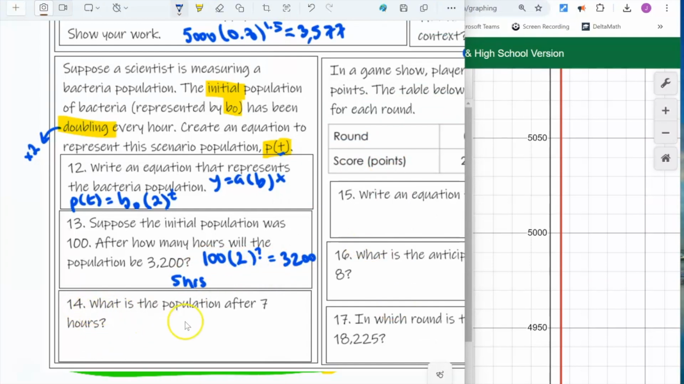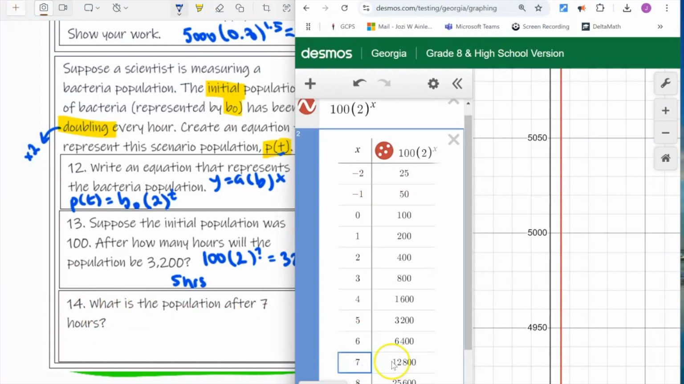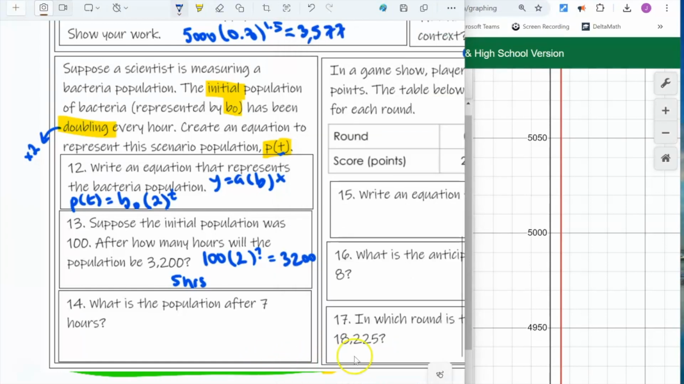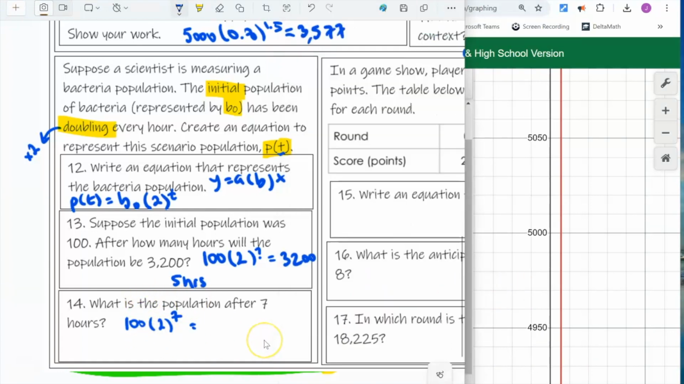All right, number 14, what is the population after 7 hours? Well, that's easy. So here's x. I'm going to hit 7 hours. What's that population at 7 hours? 12,800. Now, again, you don't get credit without the equation. So I need to understand that you know what that means. So it's 100 is my initial. It grows by multiplying by 2, and they want the number of hours to equal 7. That's my equation. You have to have that for you to have credit. And what is the population after 7 hours again? 12,800. Okay, so please make sure that you're writing the equation that you're putting into Desmos so I can see what you're doing. Let's practice.